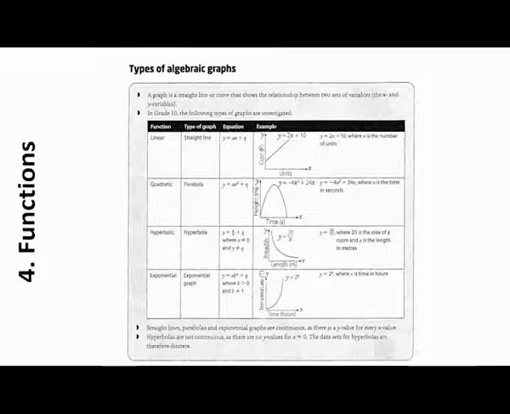The types of algebraic graphs. There you see a linear graph, which is a straight line. The equation is y is equal to ax plus q. Or we all sometimes say y is equal to mx plus c. Quadratic, for example, parabola, y is equal to ax squared plus q. There you see the form of the graph. Hyperbolic, the hyperbola, y is equal to, for example, a over x plus q, where x is not equal to 0 and y is not equal to q.